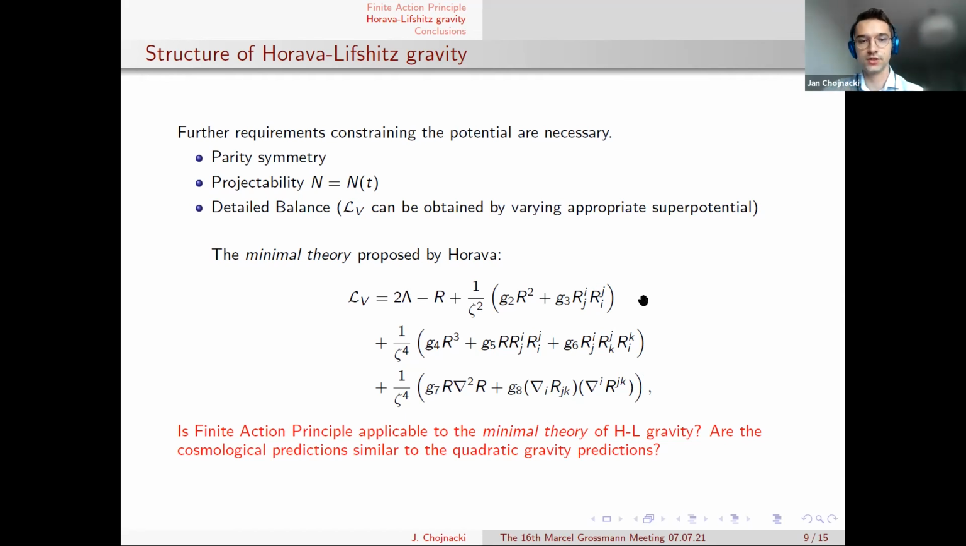Okay, so now the question is whether the cosmological predictions from finite action will hold for this ghost-free theory. In particular, whether the universe has an isotropic, homogeneous, and flat and accelerating beginning. This is important because it somehow gives us an alternative to inflation. It chooses dynamically a preferred initial state of the universe.